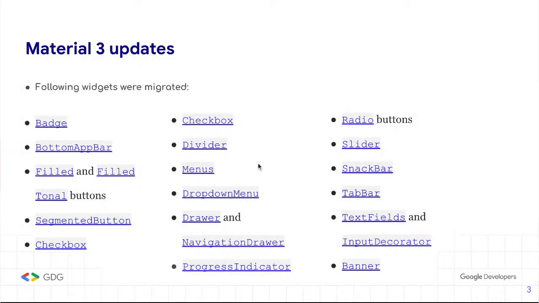And following are the widgets that were migrated. All of these widgets, you're going to find in Material 3 and you can use them in Flutter 3.7. Some of them are enhanced, but most of them are going to remain the same.